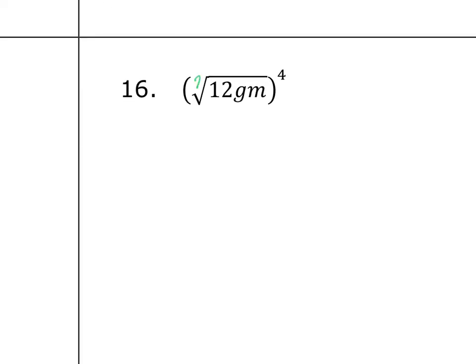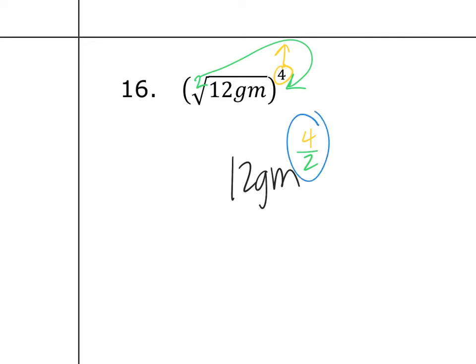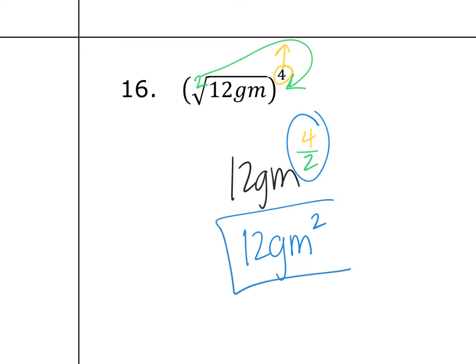So 16, we got an invisible 2 here. 12 GM stays where it is. 4 pushes up. 2 pushes under. And some forms, depending on the test, might ask you to simplify. 4 divided by 2 is 2. So you could simplify like that as well.